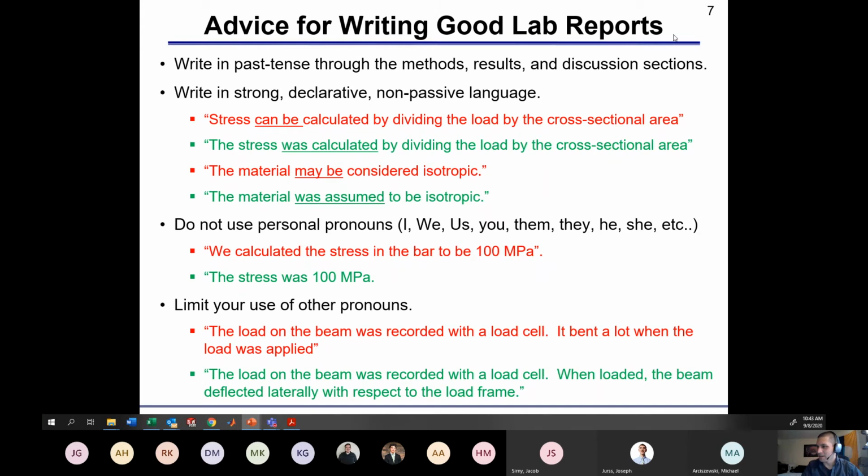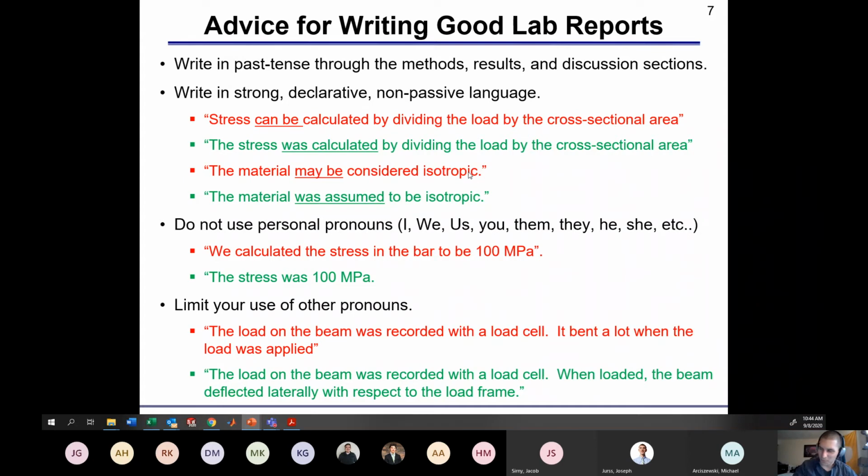All right? Need to write in non-passive language. So I want to show some examples here of what I mean by passive and non-passive language and voice. In scientific writing, you have to make claims. You have to be strong. You have to say, we did this and we found this. All right? None of this passive-aggressive nonsense, okay?